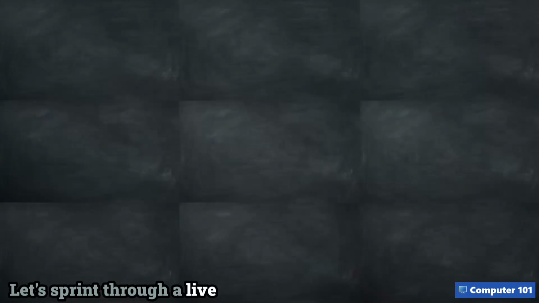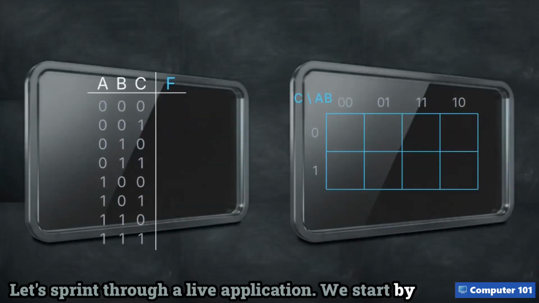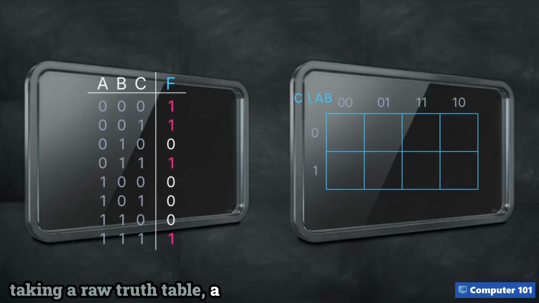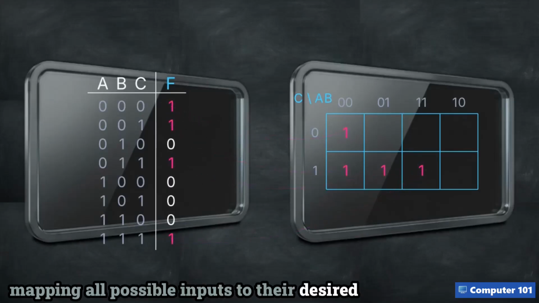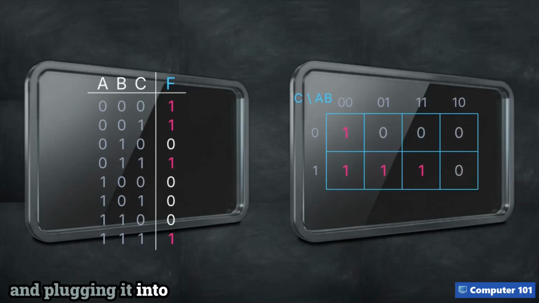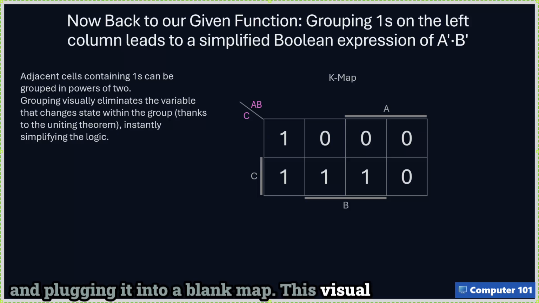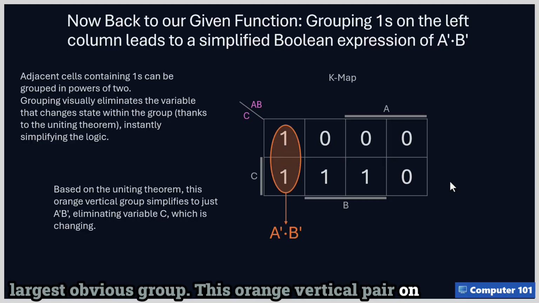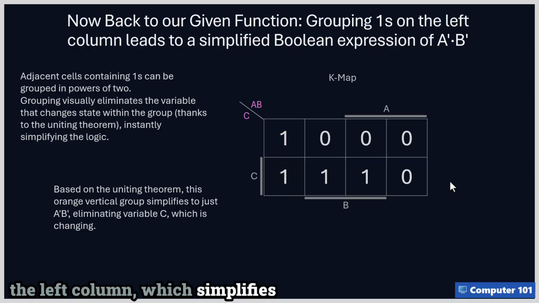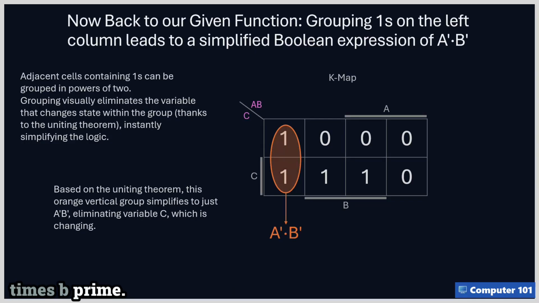Let's sprint through a live application. We start by taking a raw truth table, a simple mathematical list mapping all possible inputs to their desired outputs, and plugging it into a blank map. This visual maps our truth table outputs directly onto the grid. We execute our first strategic move by capturing the largest obvious group, this orange vertical pair on the left column, which simplifies down to a prime times b prime.